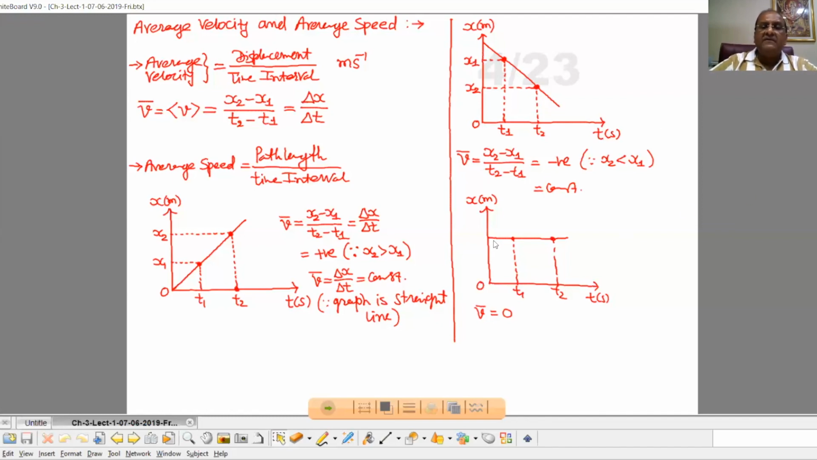Now see here, the third graph. The position of the particle is not changing. At time t1 and at time t2, the position is the same. And therefore, average velocity will be equal to 0. So from the x versus t graph, you can explain the average velocity also. Now, is it clear to all of you, or any doubt in this one?